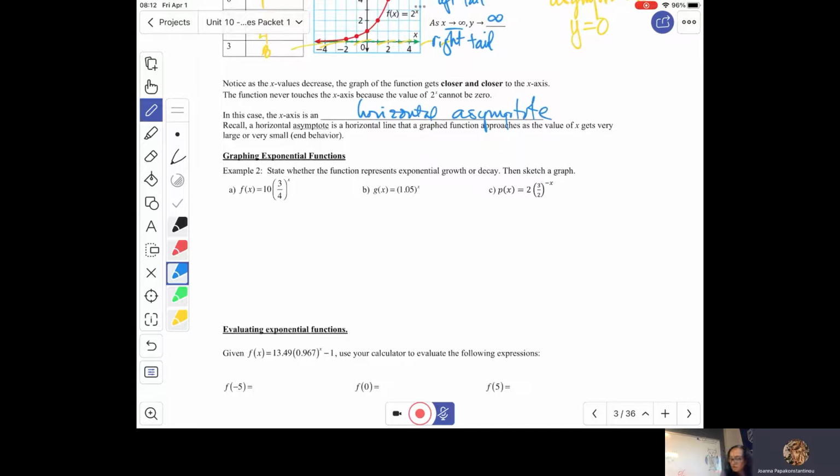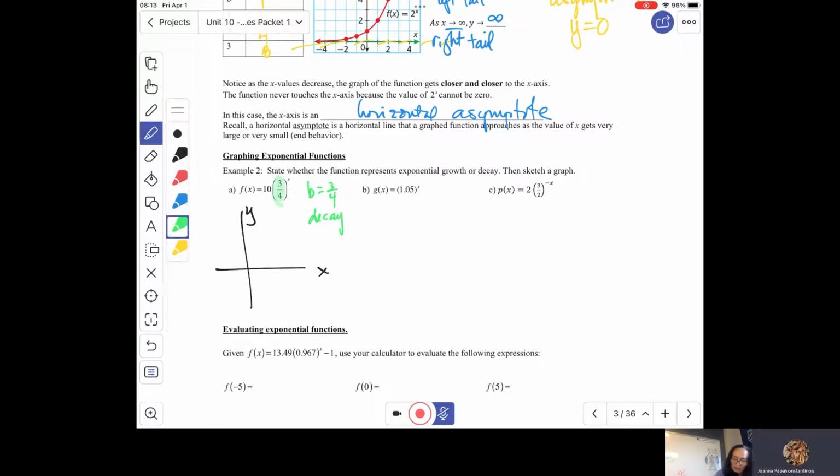Let's determine again, does it represent growth? Does it represent decay? And let's do a quick sketch based on what we know. Looking at the first one, what is the base of the first exponential function? What is the base? 3/4, right? So B equals 3/4. So is this growth or decay? It is decay.